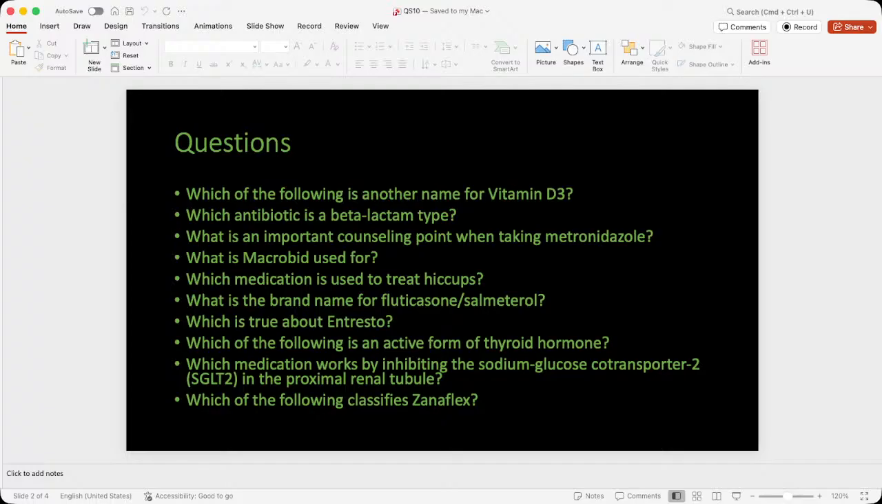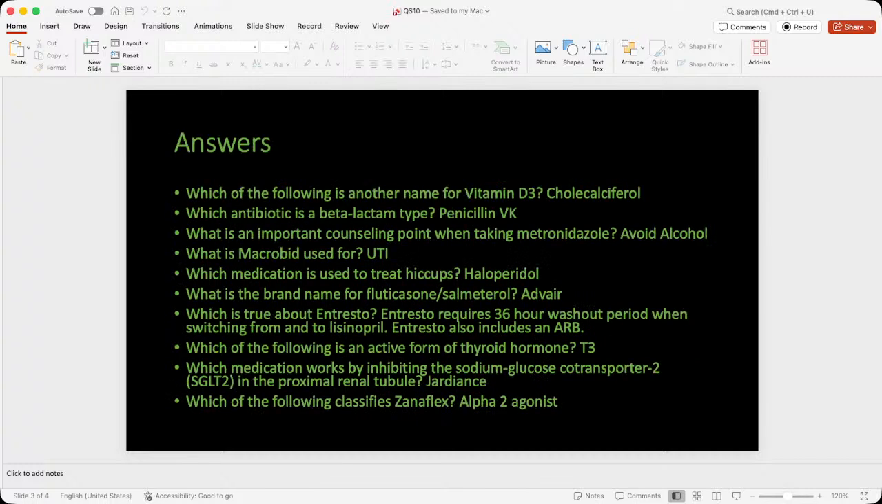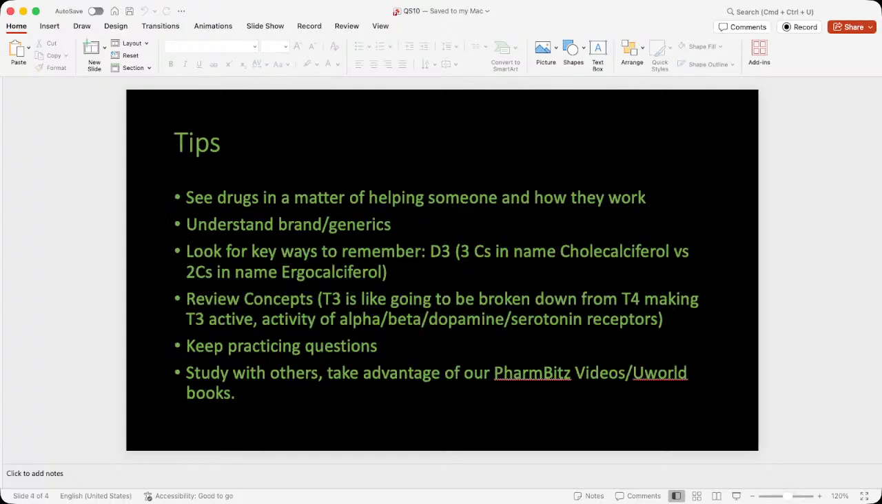This is a type of question that, though it's simple now, when you sit on the exam, they may ask you to select more than one answer to this type of question. So make sure you know about that. So these are all the answers here listed for your reference. And these are some tips.